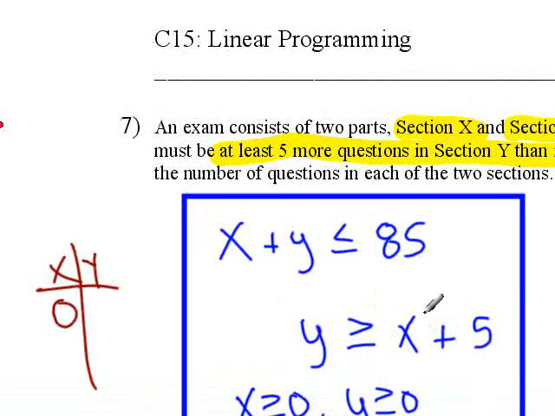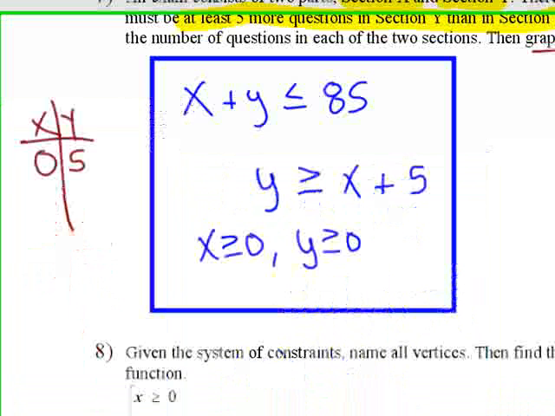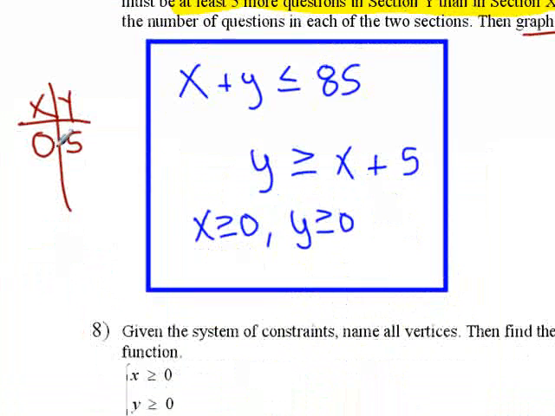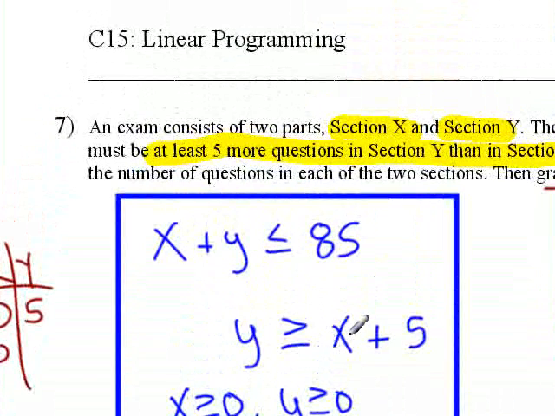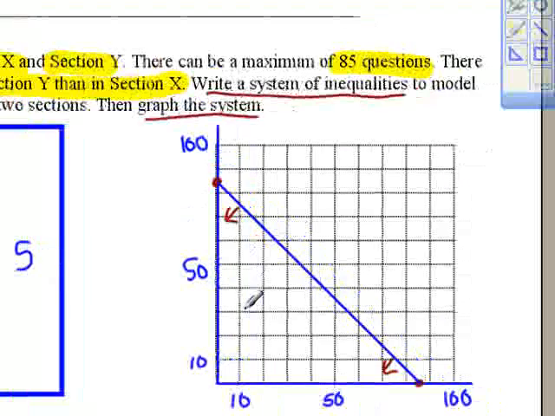If X is 0, Y would be 5 for that to be equal. If we let Y equal 0, then X would have to be negative 5, but X is supposed to be greater than 0. So let's try something different. Let's say if X is 30, what's Y? If I put a 30 in here, Y would equal 30 plus 5, or 35. So let's plot those 2 points.